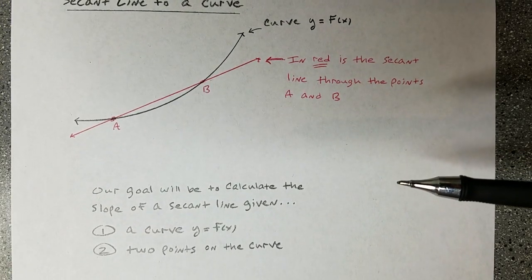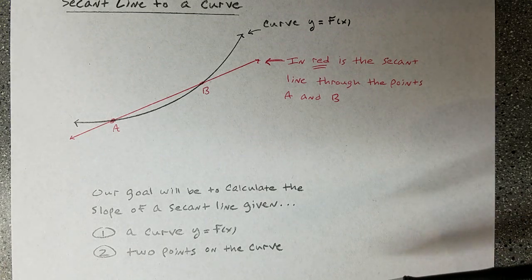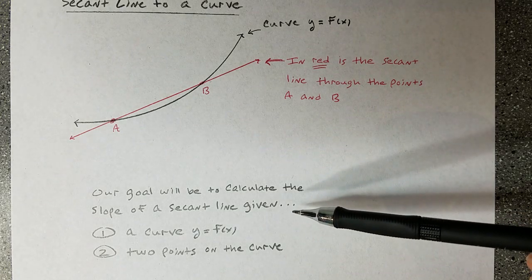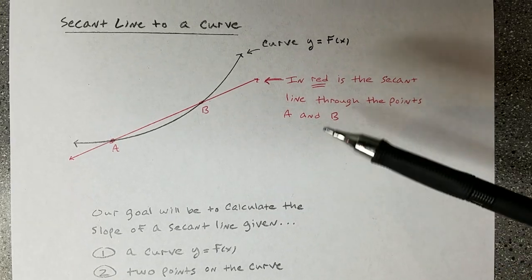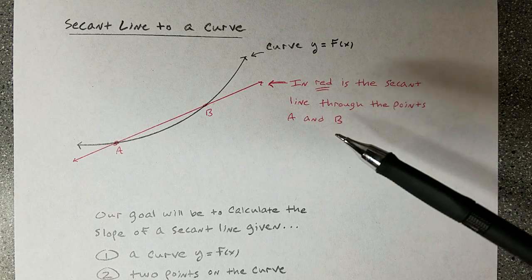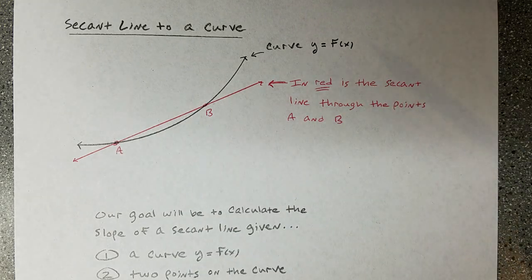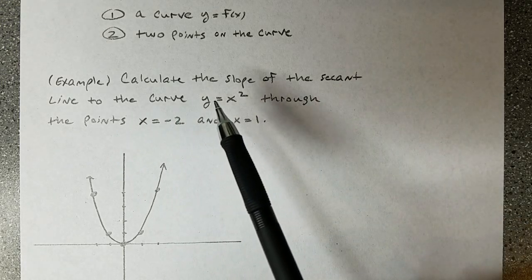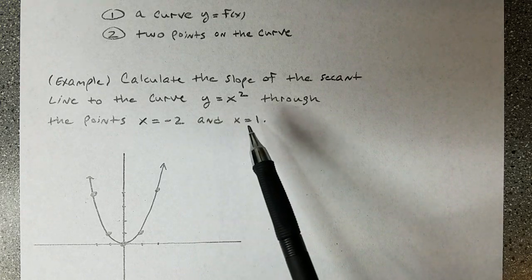If I can summarize the goal in the early part of the lesson, the first few problems, it will be to figure out what the slope of the secant line is given the curve and given the two points. In other words, here's the big picture: how steep is that line? That's what we're going to be after. Here goes the first problem. Calculate the slope of the secant line to the curve y is equal to x squared through the points -2 for x and then 1 for x.